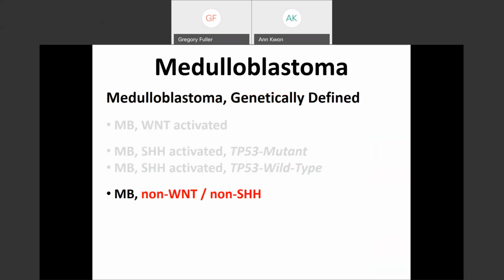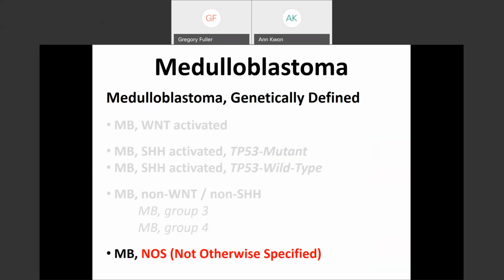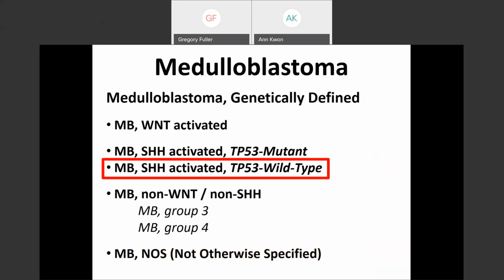All right, then medulloblastoma, non-Wnt, non-sonic hedgehog. Now you have to have data to say it's non-Wnt, non-sonic hedgehog. If you don't have any data, all you have is histology. Oh, I'm sorry, and that can be divided into group 3 and group 4. Right now there's no difference in treatment for group 3 and group 4, so it's not mandatory clinically. And if you don't have any data, we'll call that medulloblastoma NOS, not otherwise specified.